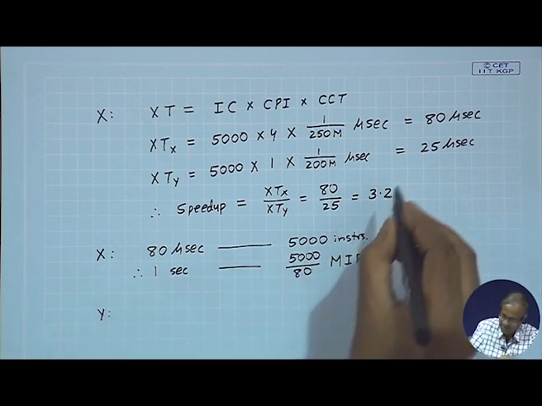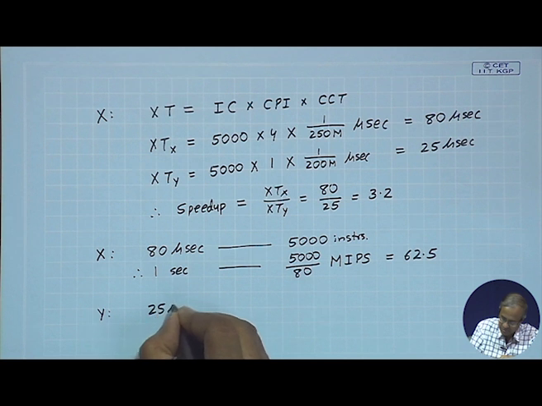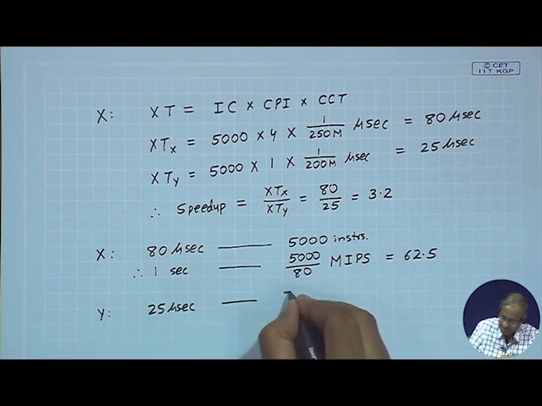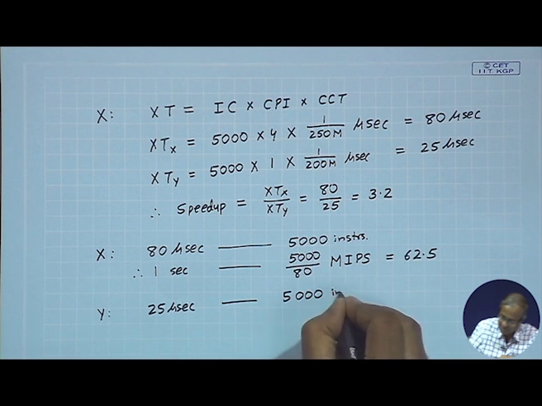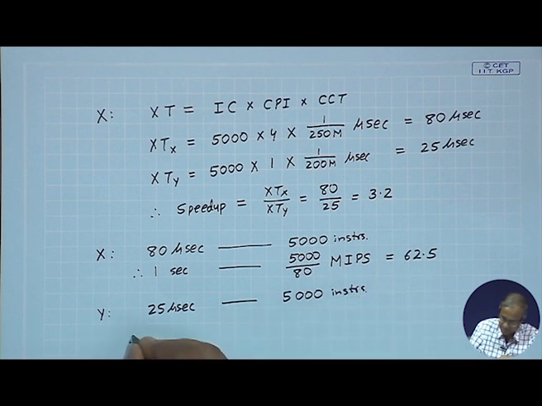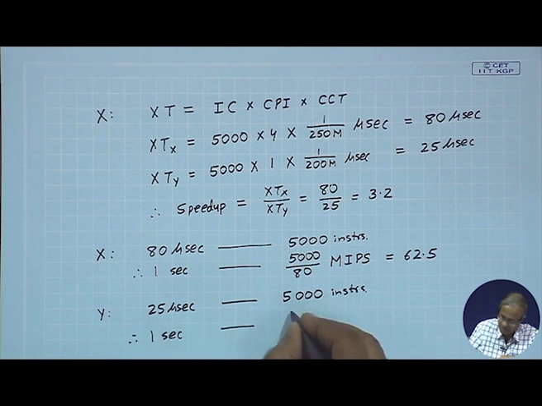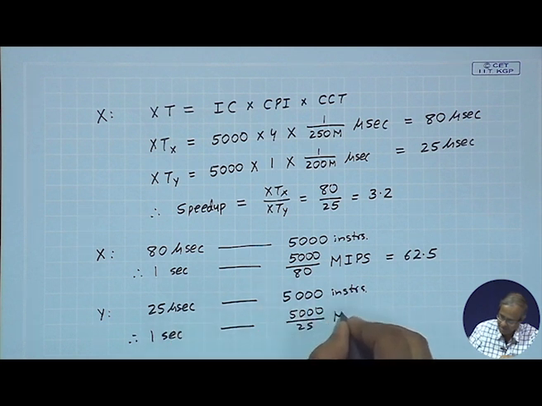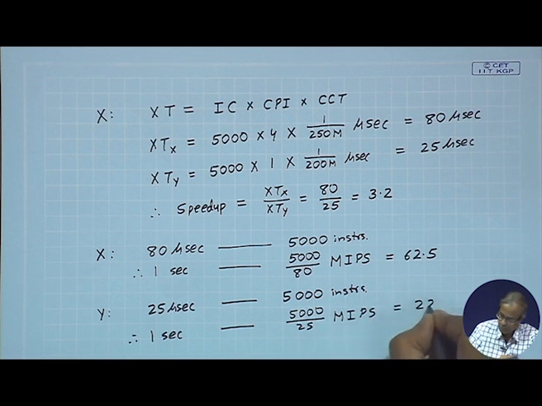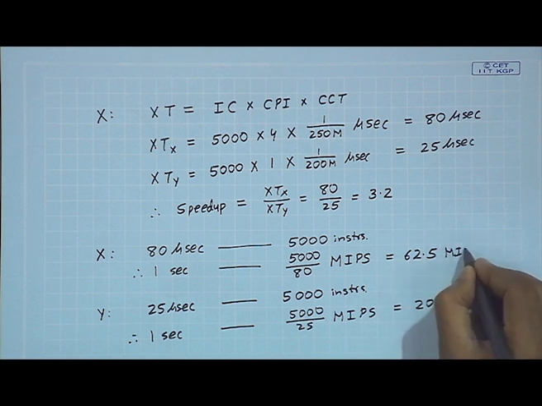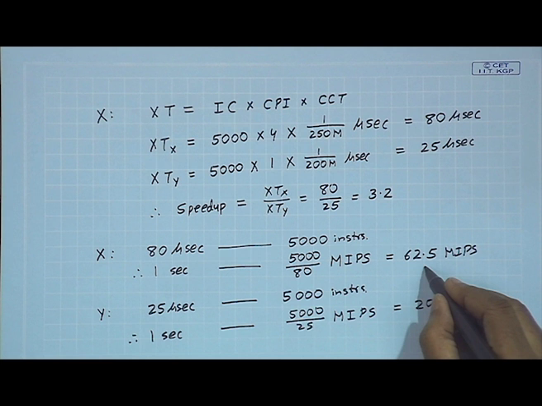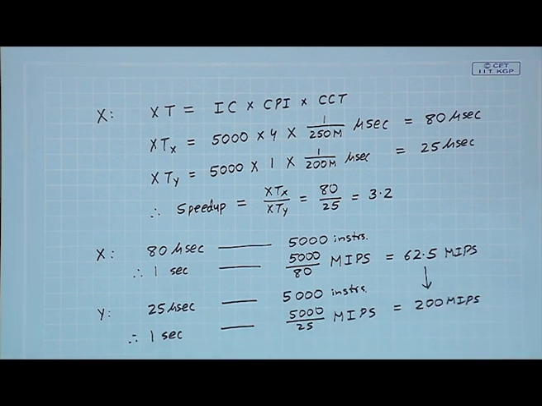Similarly, for Y it is 25. So, 25 microseconds is required to execute 5000 instructions. Therefore, in 1 second you can execute 5000 by 25, again there is micro, so this many million instructions per second. This gives 200 MIPS and here it was 62.5 MIPS. So, you can see that the MIPS rating for the pipelined processor is significantly higher, which is very typical, right.